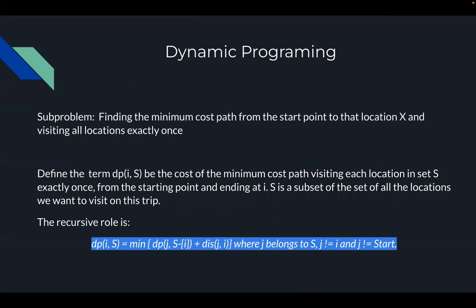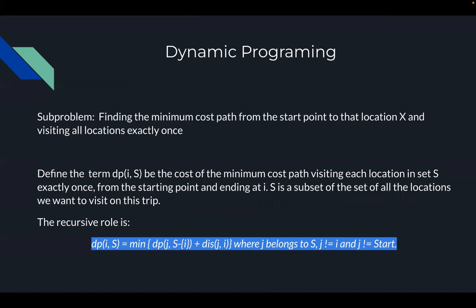So we can tell the subproblem of this problem from the previous analysis, that is finding the minimum cost path from the start point to that location X and visiting all locations exactly once. We define the term DP(i, S) as the cost of the minimum cost path visiting each location in set S exactly once from the starting point and ending at position i.